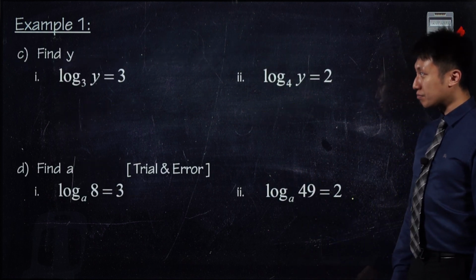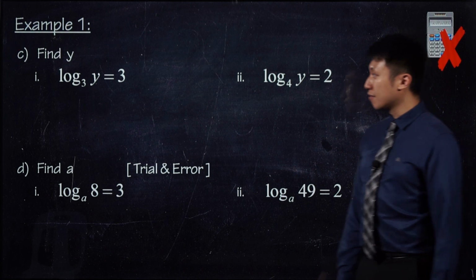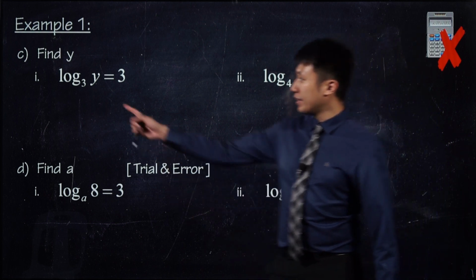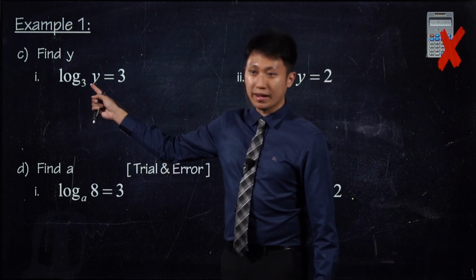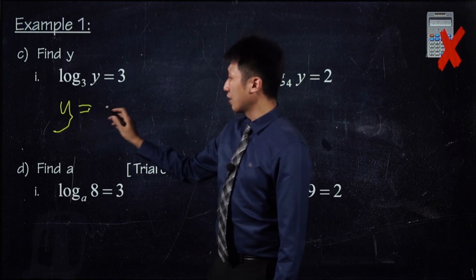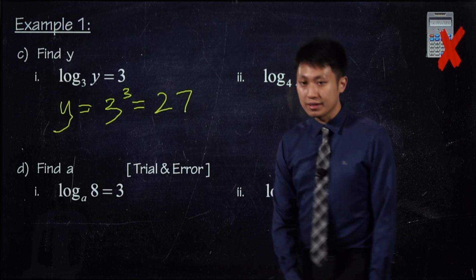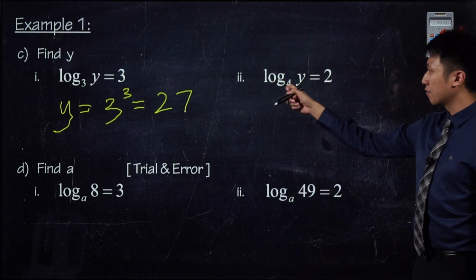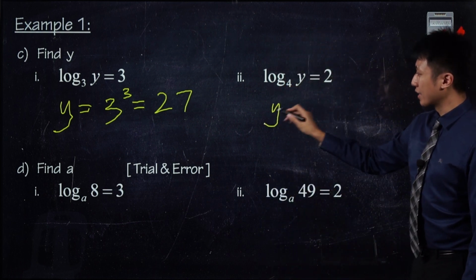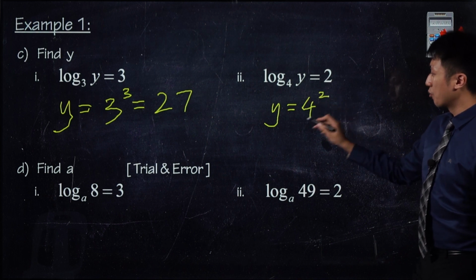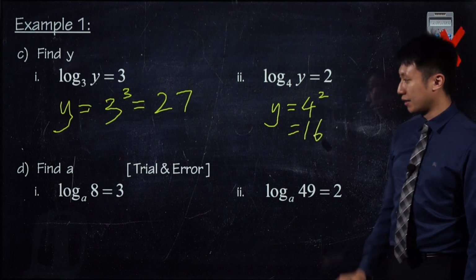Okay, next example. Find y. 3 to the power 3 is equal to y. So y is equal to 3 to the power 3, which is equal to 27. Next, 4 to the power 2 is y. y is equal to 4 to the power 2, which is equal to 16.